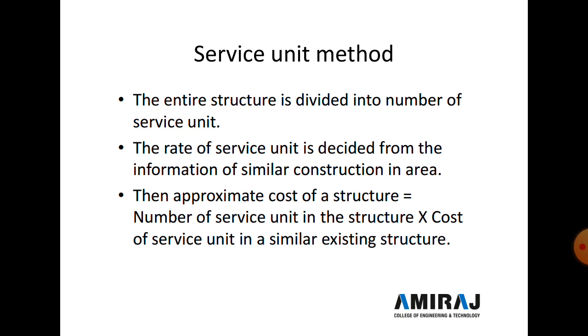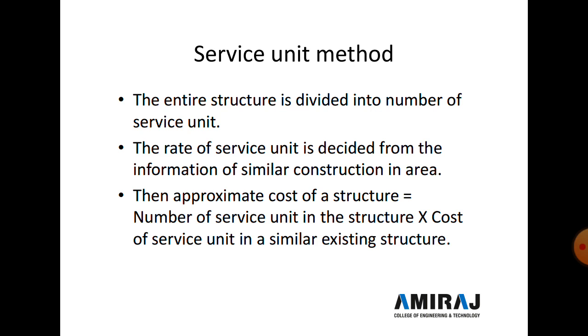The entire structure is divided into a number of service units, and the rate of the service unit is decided from the information of similar construction. For example, take a school or college. Here the service units are classrooms, laboratories, and teachers' rooms. These are the different service units, and the rate of each unit is calculated individually. Then the approximate cost of the construction is the number of service units in the structure multiplied by the cost of a service unit in a similar existing structure.